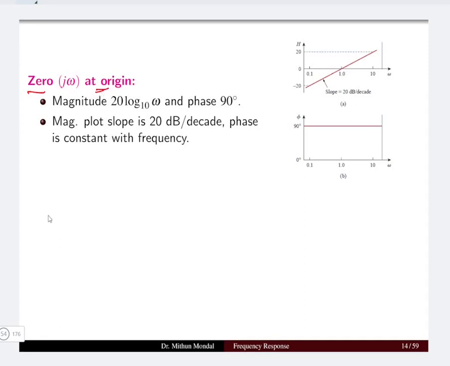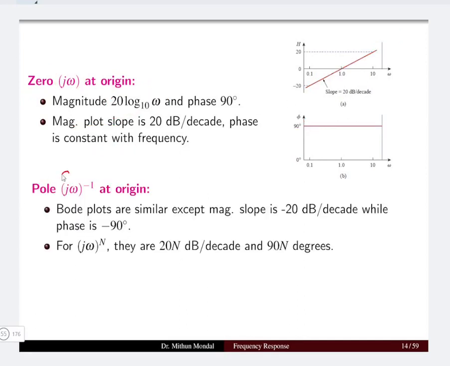So second factor, we are going to take the zero, that is j omega at the origin. Magnitude will be 20 log. Now here you see in place of k we will have omega, and the phase will be 90 degree. So we can see that at 90 degree there is a constant phase, whereas the magnitude slope is 20 decibel per decade, which is increasing, and the phase is constant with frequency. So the magnitude will be plotted with respect to frequency. As the frequency is changing, 20 log 10 omega will change and the slope will be 20 decibel per decade.